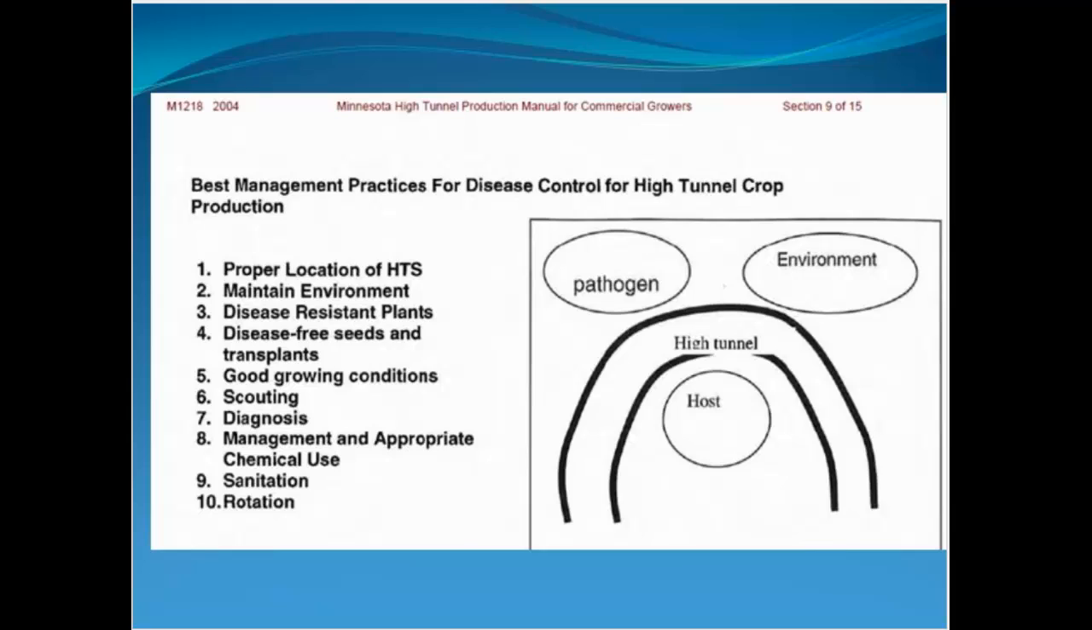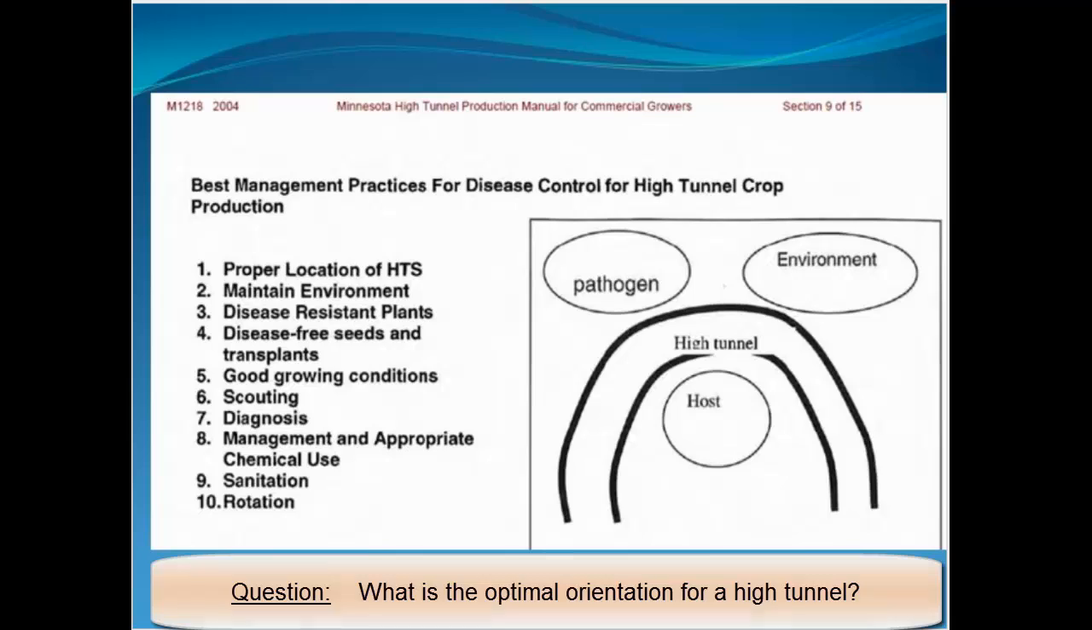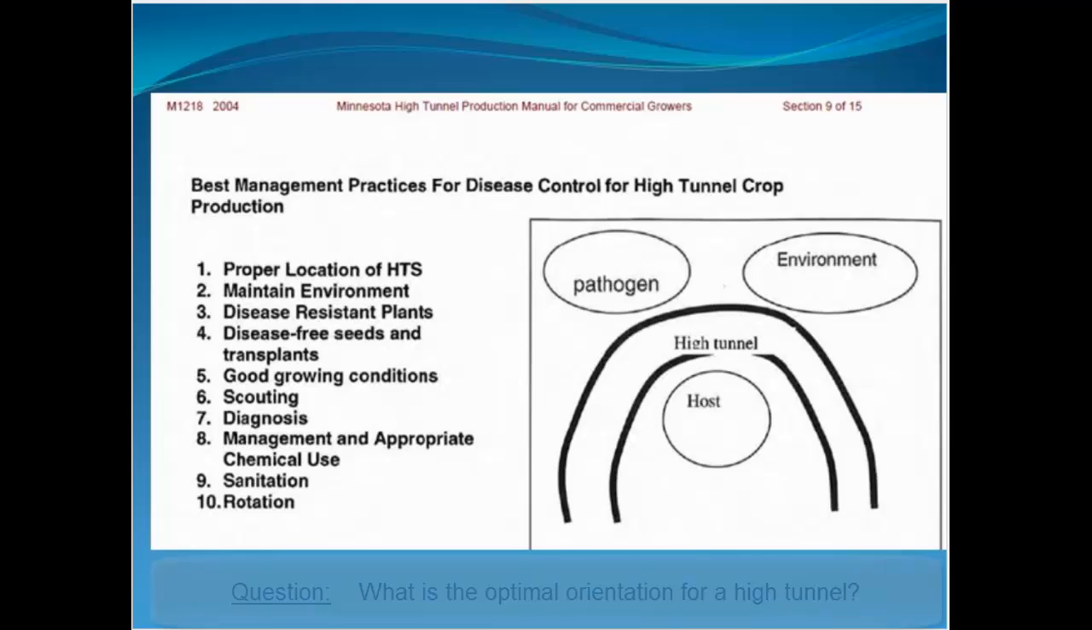Management and appropriate use of chemicals. And I think number 9 is a very, very important one, and that is practice good sanitation. And we'll talk about that again. And if you look on the list, 10th of all the things that they list is rotation. And I think that is because commonly rotation is likely the least commonly used of all of these things in a high tunnel environment.